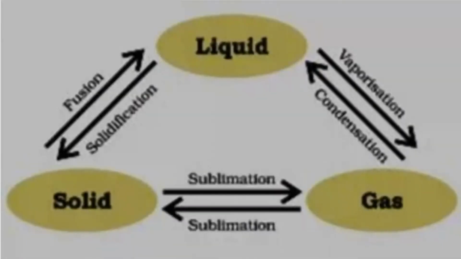In this picture we see that when a solid converts to liquid, this phenomenon is called fusion, and when liquid converts to solid, it is called solidification. Next, when solid converts to gas, it is called sublimation, and gas converts to solid, the reverse form, is also called sublimation. Next, liquid converting to gas is called vaporization, and gas converting to liquid is the condensation method.